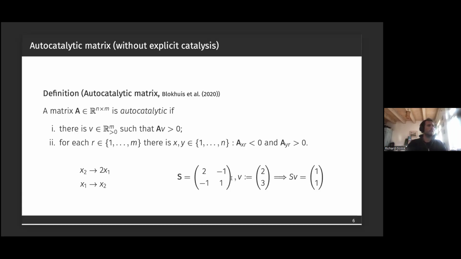So for example, if we have x2 going to 2x1 and x1 going to x2, we get this stoichiometric matrix here. With this strictly positive vector v, we obtain a vector which is strictly positive when we multiply v to the right-hand side of S. So this is an autocatalytic matrix.